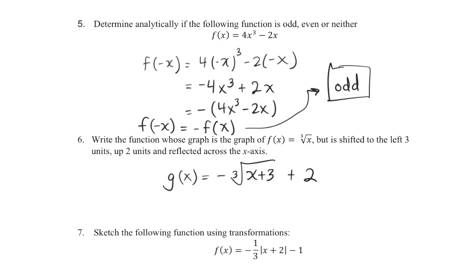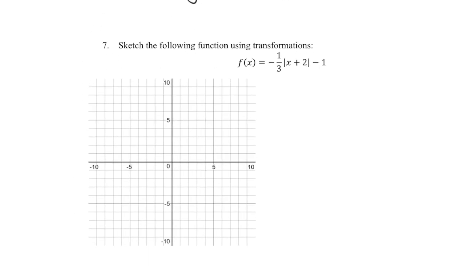Okay, question 7. This is an absolute value function. Typically, for absolute value of x, the vertex is here at 0, 0, and it's pointing up like this. This one has transformations 2 units to the left, 1 unit down. We also have a vertical reflection here, so the graph is going to flip upside down, and then this is a vertical compression by a factor of 3. So let's start with where the vertex is. It's 2 units to the left and 1 unit down.